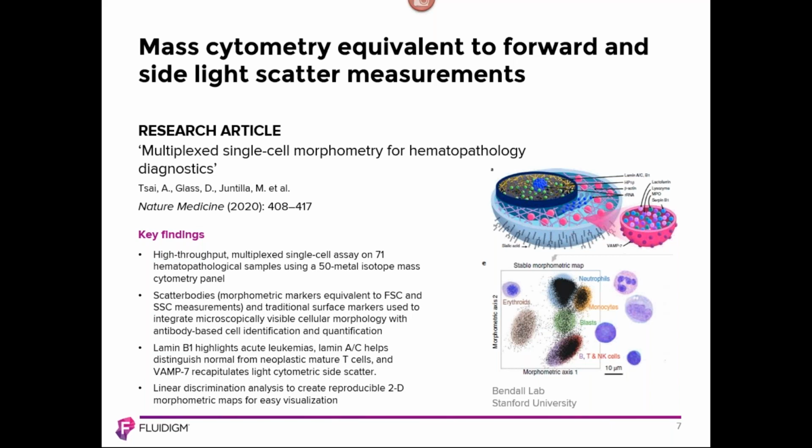So this approach combines markers that can quantify morphological features like granularity, cell size, granule color, chromatin quality, nuclear shape, nuclear size, and cytoplasmic color, referred to as scatter bodies, as well as the traditional CD phenotypic markers and a reproducible dimensionality reduction technique that is based on linear discriminant analysis.